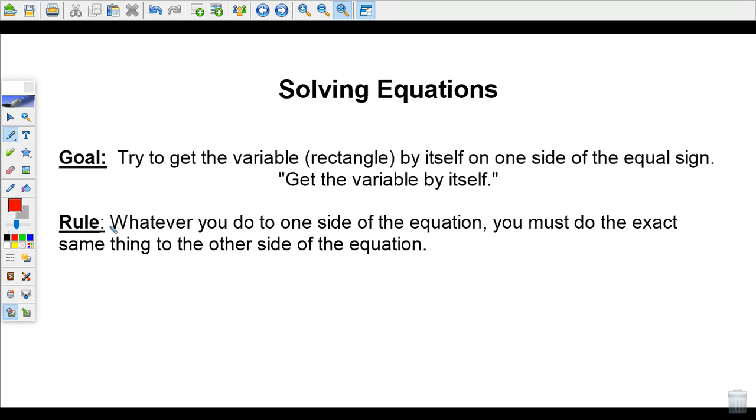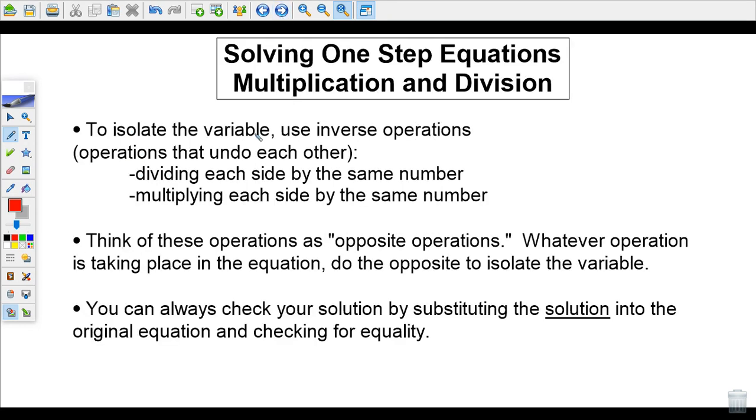Our goal, what we're trying to do, when we say solve an equation, it means get the variable by itself. Find out what that variable equals. In order to do that, we have to get it by itself. We have to isolate it. So our goal is to get the variable by itself. We're going to focus on using multiplication and division in this video.